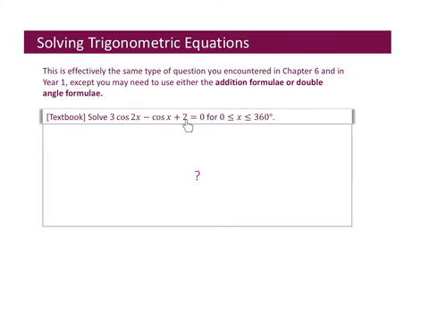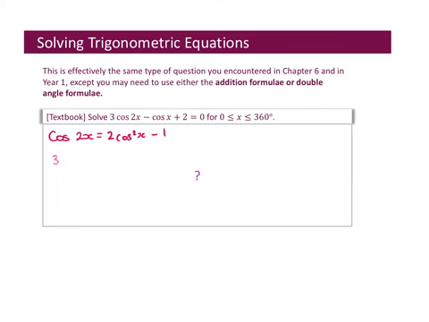Now, when I look at this, the first thing that pops to my head is, I wish this was a quadratic. Well, fear not. We can make this into a quadratic because we know that cos 2x can be written in terms of cos squared. So it's 2 cos squared x minus 1. So I'm going to substitute that in.